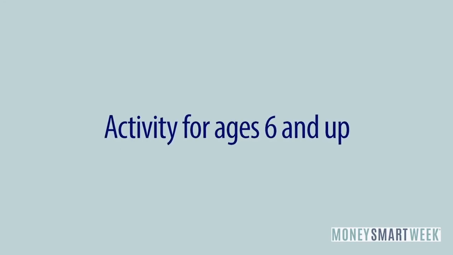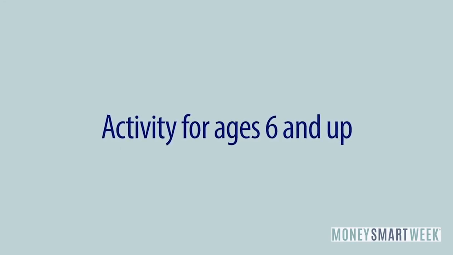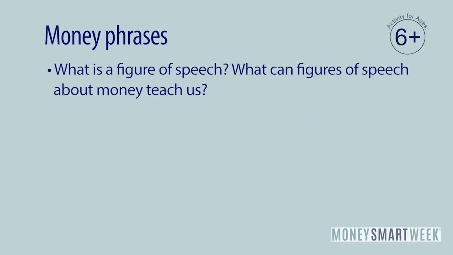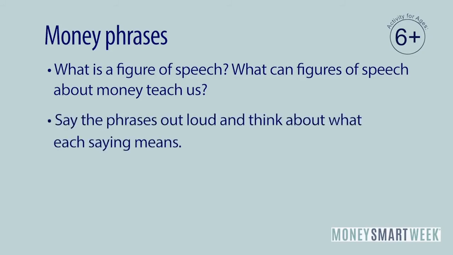Here's an activity for students ages 6 and up. This is a one-time activity instead of an ongoing one, though you might find yourself coming back to this conversation again and again. You remember that in the story, Papa Bear uses figures of speech about money when he was upset. But of course, you can use these expressions even when you're not upset about anything.